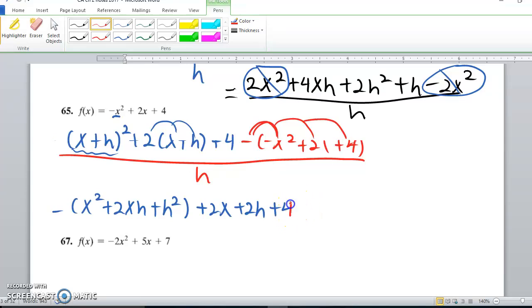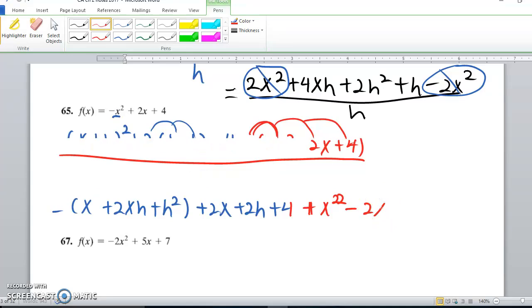So that turns into a plus x squared, minus 2x. This seems to be giving me some problems. Let's see if I can work out the kinks.